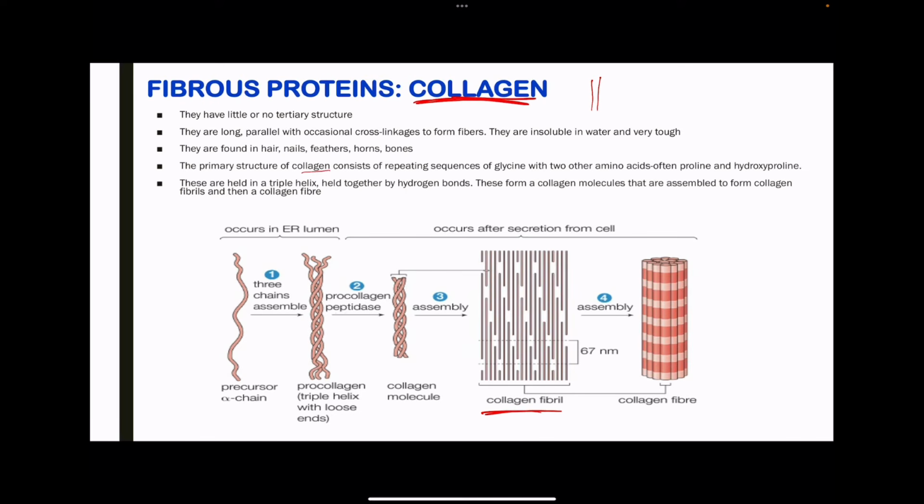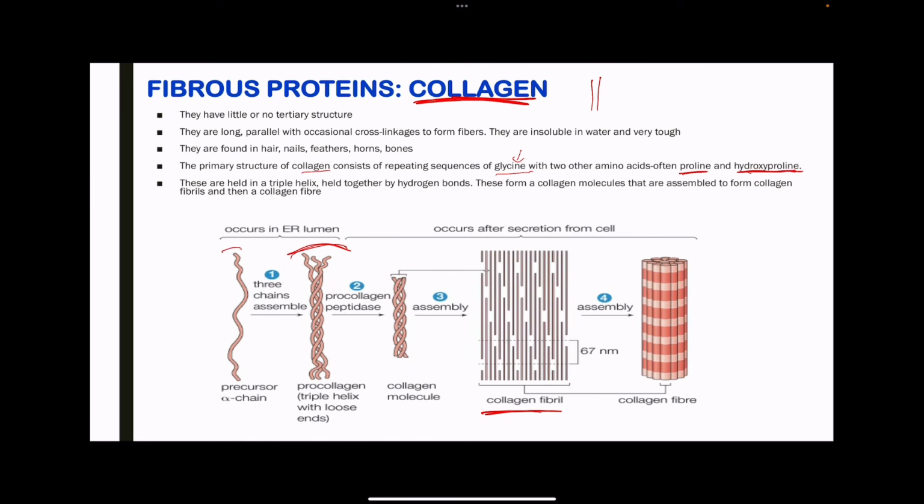The primary structure of collagen consists of repeating sequences of glycine with 2 more amino acids, which are usually proline as well as hydroxyproline. Again, this question is very common. You need to know glycine, proline, and hydroxyproline. These are going to be held in a triple helix like you can see here.